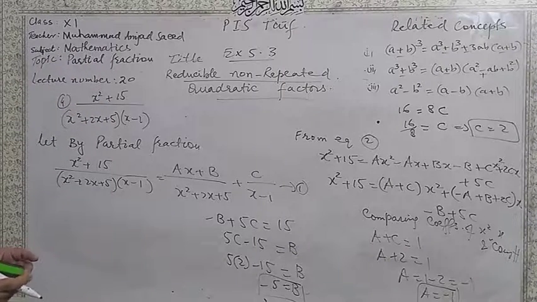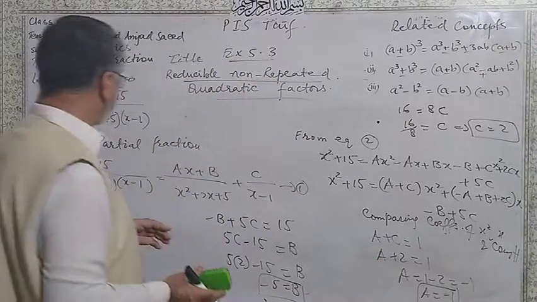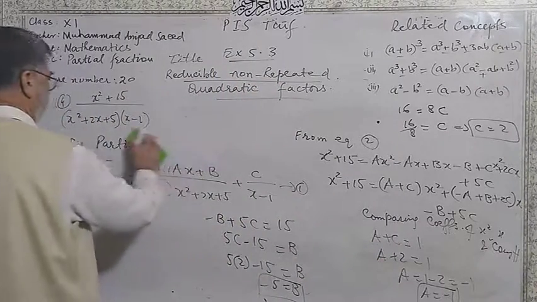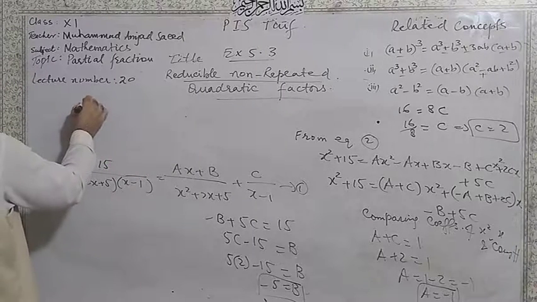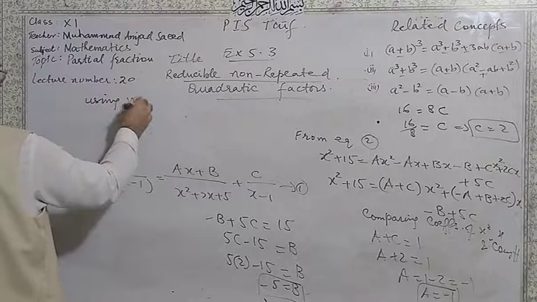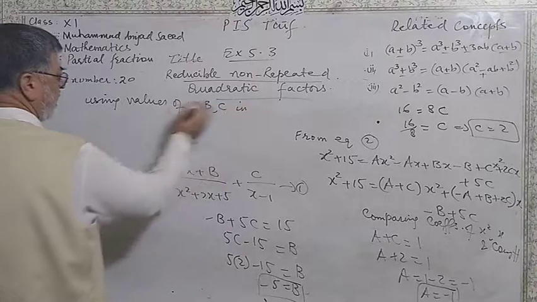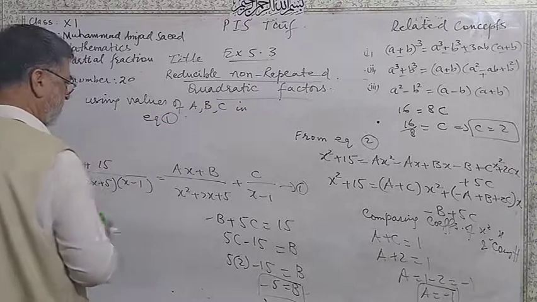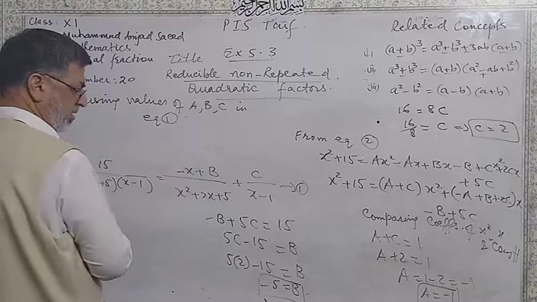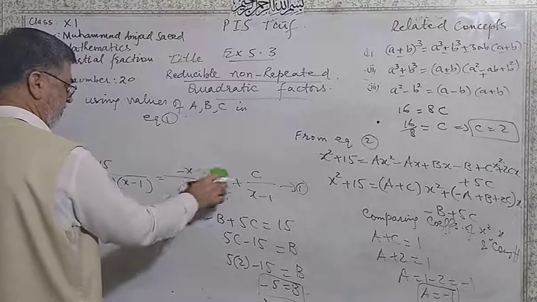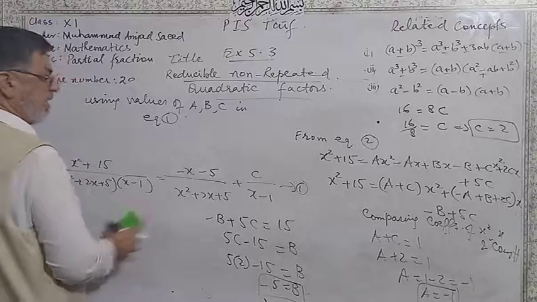We have found all values a, b and c. Using these values in equation number 1: a was minus 1, b is minus 5 and c is 2.